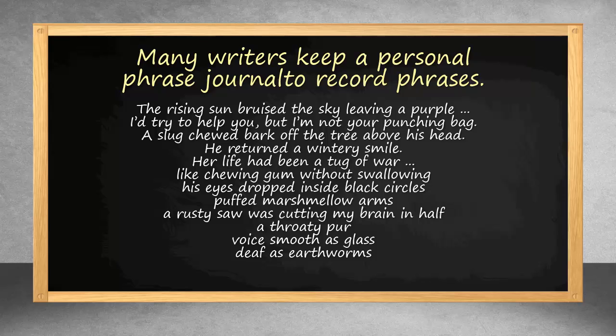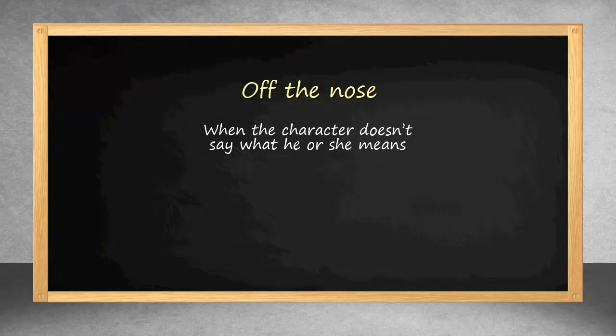Another thing I want to mention about dialogue is everything doesn't always have to be straightforward. In other words, sometimes you want it to be off the nose. And that means the character isn't always saying what they mean. They say one thing and they really mean another. And we show that in our own normal conversations. A wink with the eye could indicate to the other person that you really are being sarcastic.